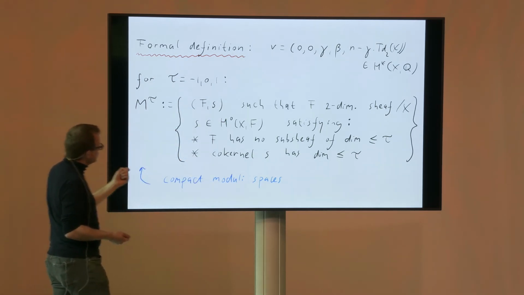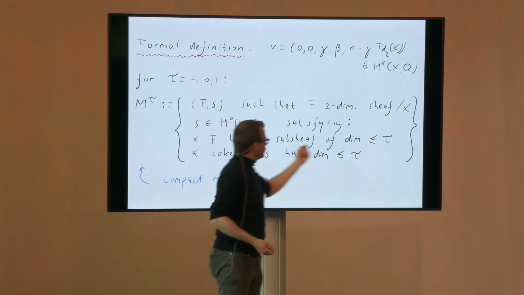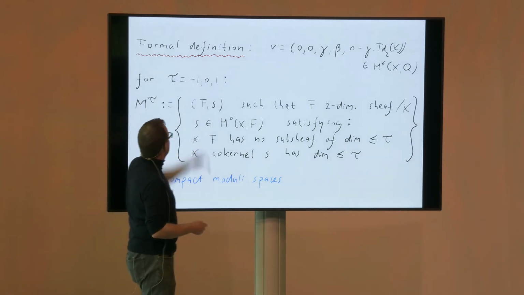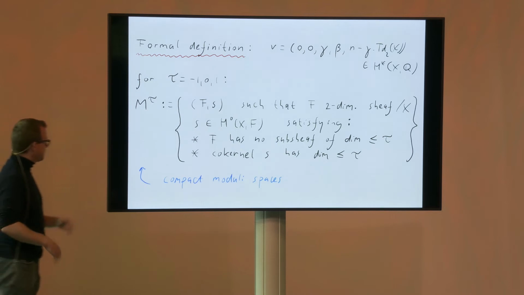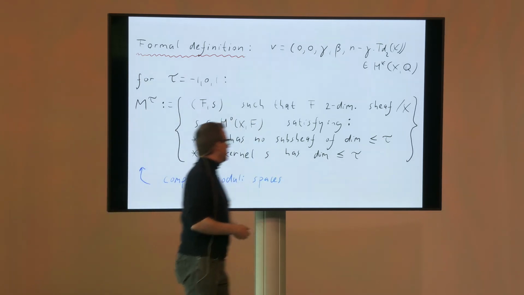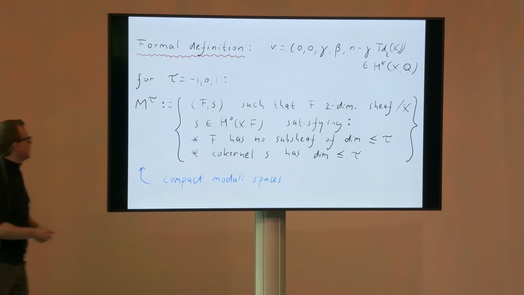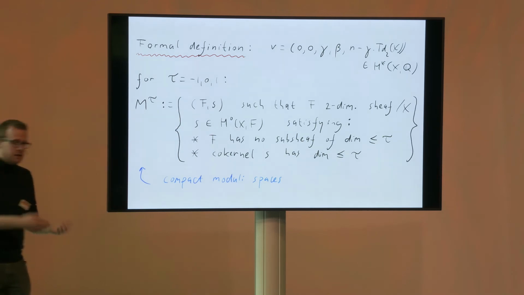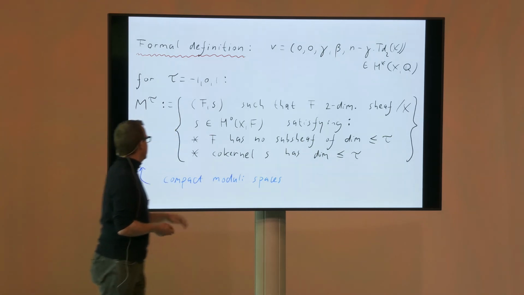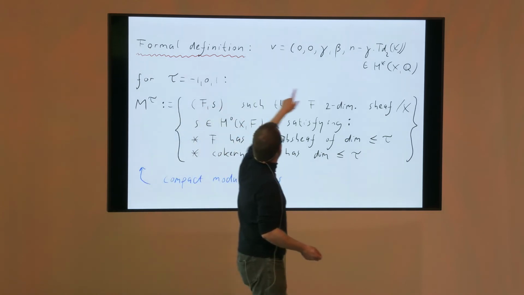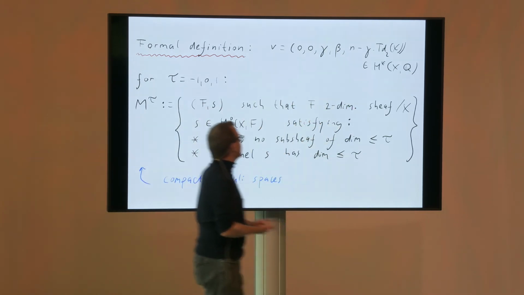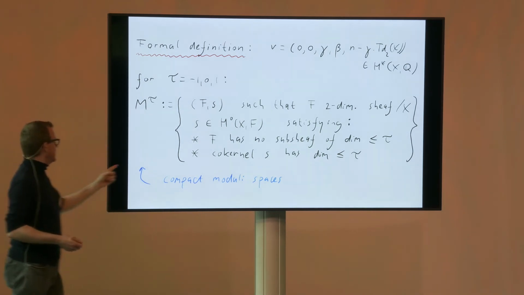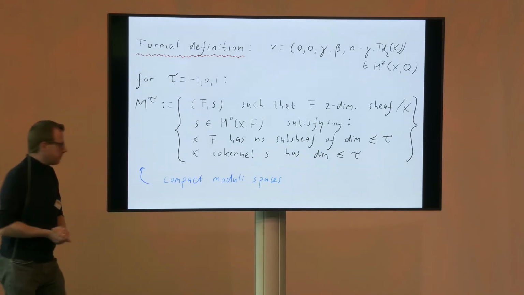And we put 2 conditions. The 2-dimensional sheaf has no subsheaves of dimension less than or equal to tau. So this is an empty condition in case tau is -1. And the cokernel of s must have dimension less than or equal to tau. So in the case tau is -1, it means this section is surjective, which means that F is actually the structure sheaf of some scheme. And what I didn't write is, of course, we fix this data. It has to have this fixed topological data above, where n is again the holomorphic Euler characteristic. So then the point is that these are compact moduli spaces.